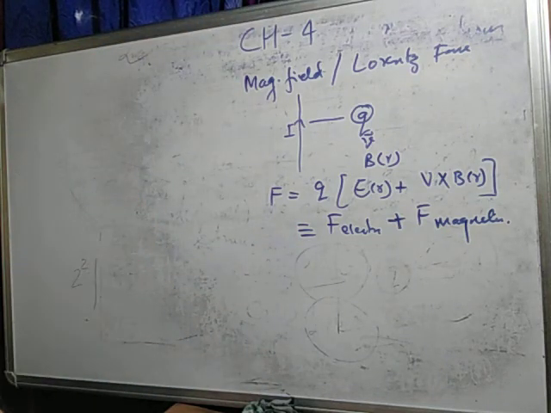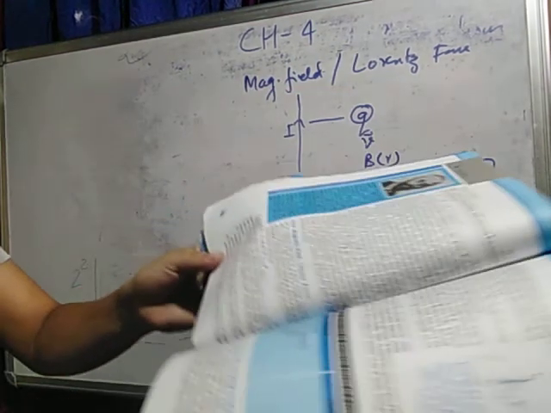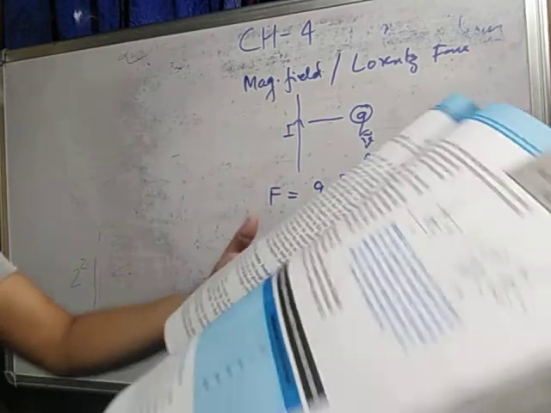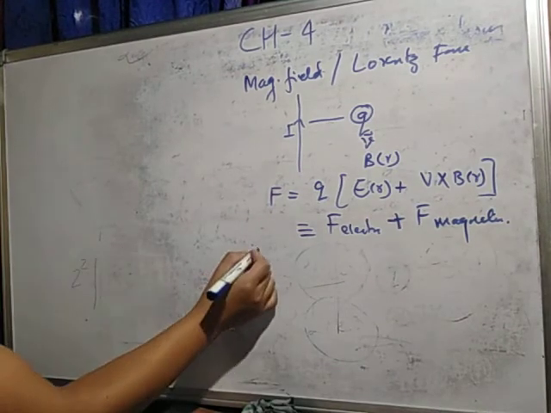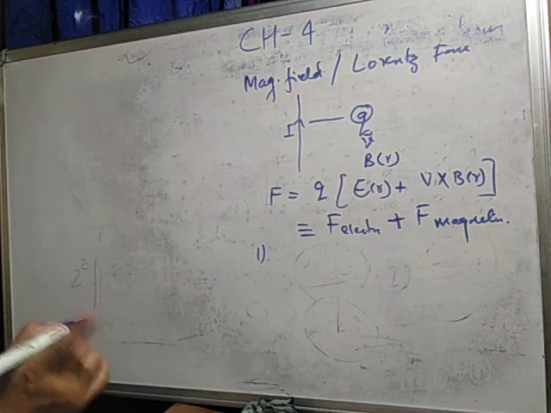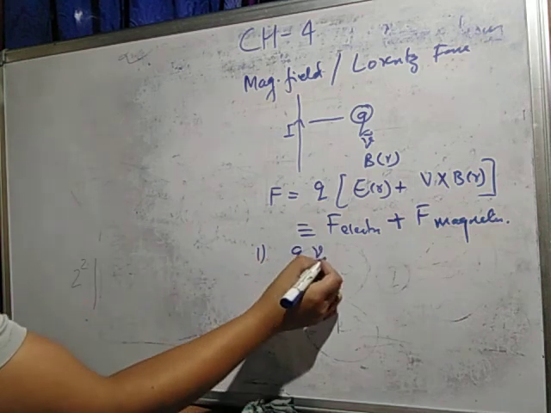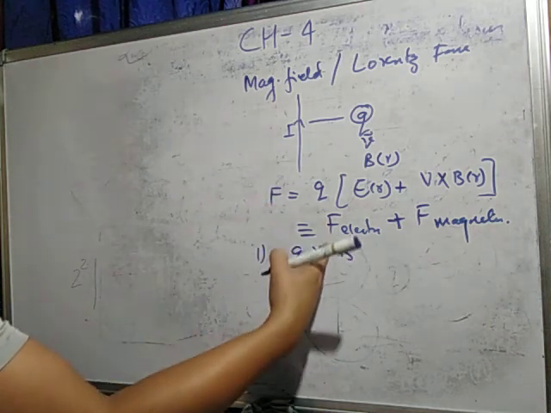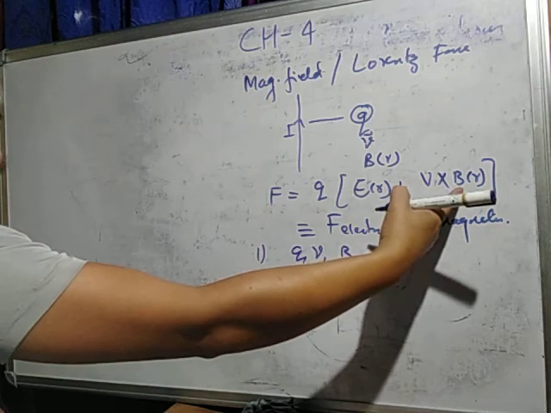So turn to page number 134. There you have the features of this Lorentz force. Here I have written three points: 1, 2, 3. So the first feature says that the force depends on the charge, the velocity of the charge, and the magnetic field. Clear?